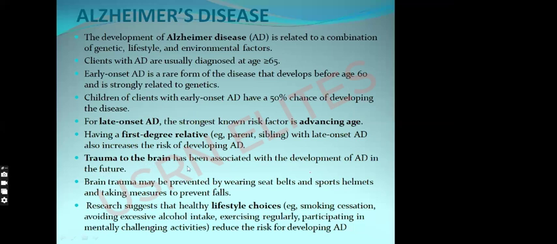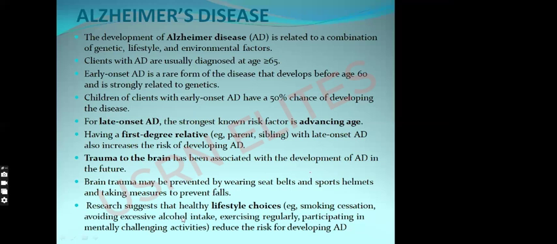Trauma to the brain has also been associated with the development of Alzheimer's disease in the future. So you don't have to be genetically exposed alone. If you've had a brain injury before, at your later stage, you can have it. It doesn't mean you will have it, but you can. It's a risk factor. Brain trauma may be prevented by wearing seat belts and sports helmets and taking measures to prevent falls.